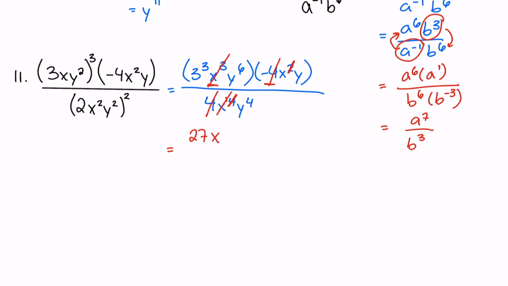We can do the same thing with our y's. 4 of the y's at the bottom will cancel out with 4 of the y's at the top, leaving us with y squared. Now we can just multiply our remaining y's in the numerator. So we just have y squared times y to the 1, or y cubed. Now don't forget about this negative sign in the numerator, so that makes our answer negative, giving us our final answer of negative 27 times x times y cubed.